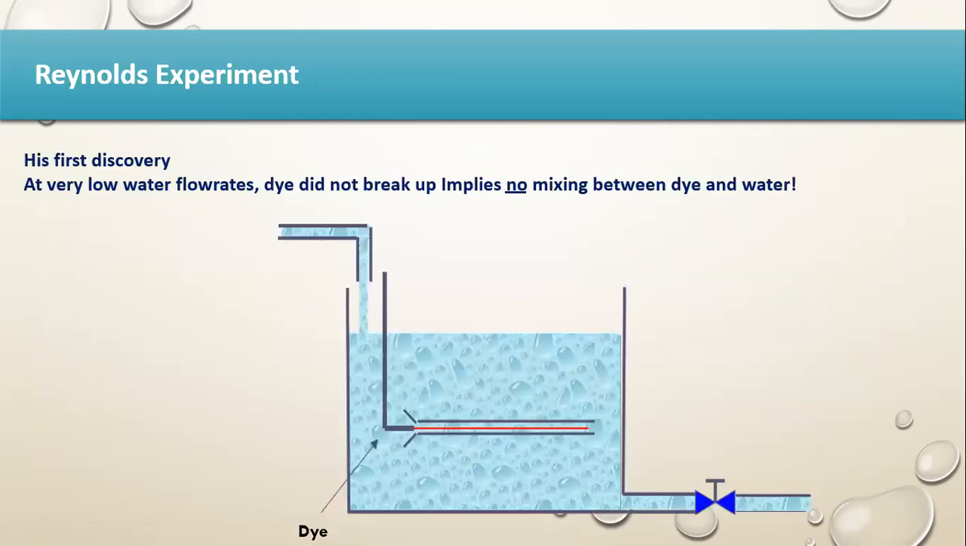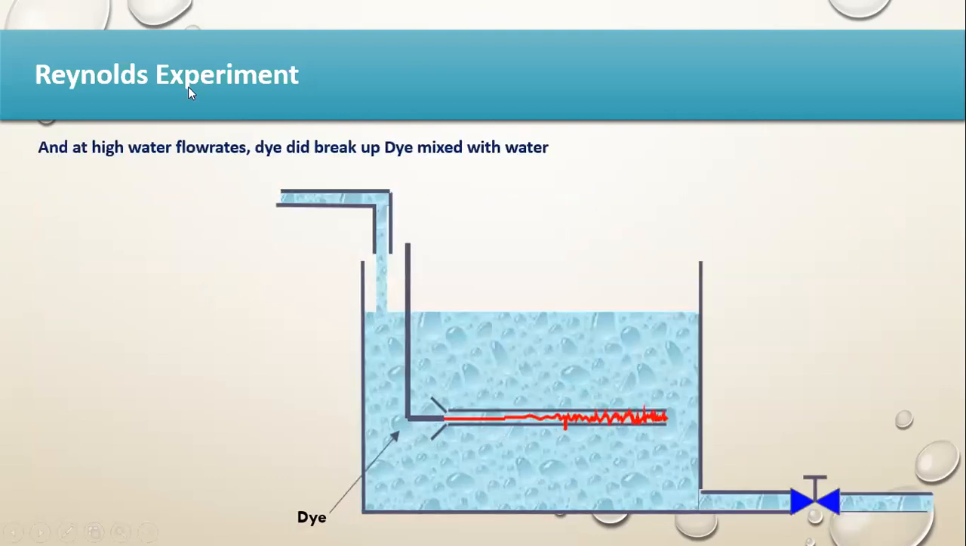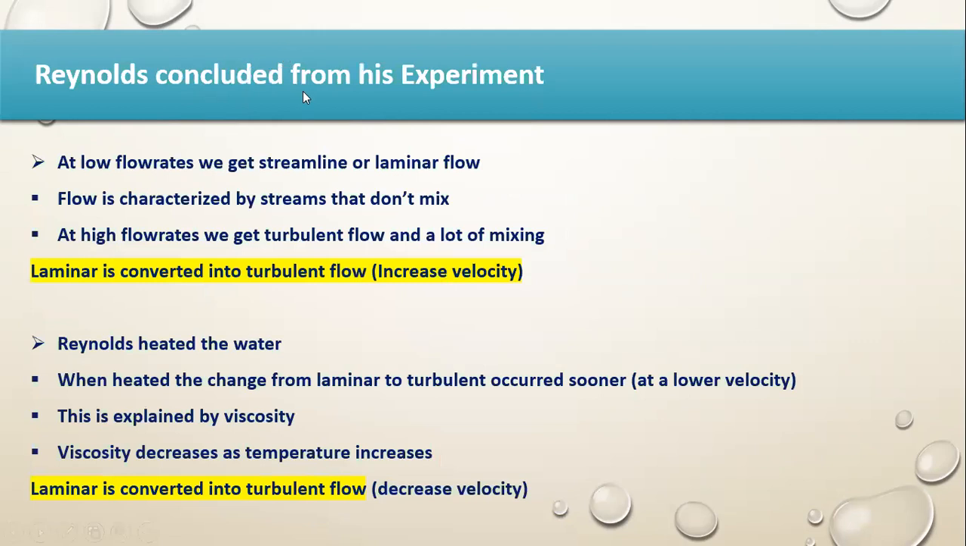So what I had told is, he first discovered that at very low water flow rate the dye did not break up, implying no mixing between dye and water, and at high flow rate the dye did break up and mixed with water. So he concluded from his experiment that at low flow rate we get a streamline or laminar flow, characterized by streams that do not mix. At high flow rate we get turbulent flow, or a lot of mixing. So laminar is converted into turbulent flow when we increase the velocity.